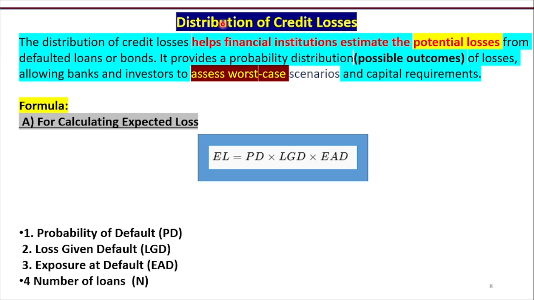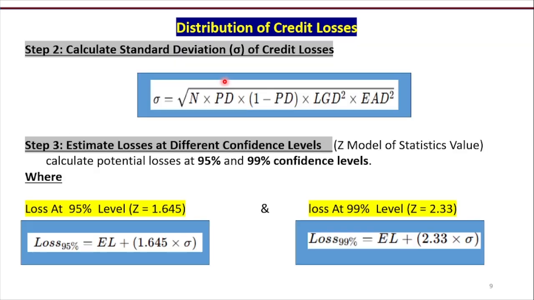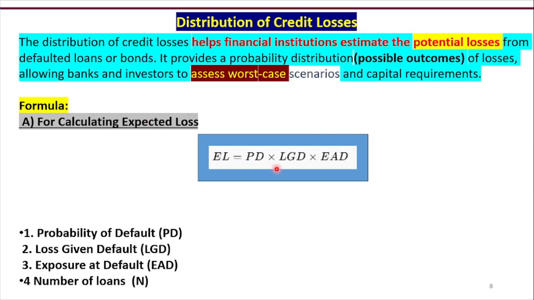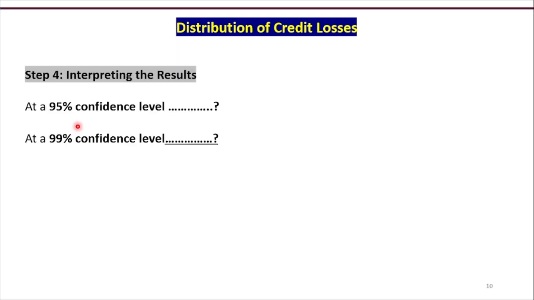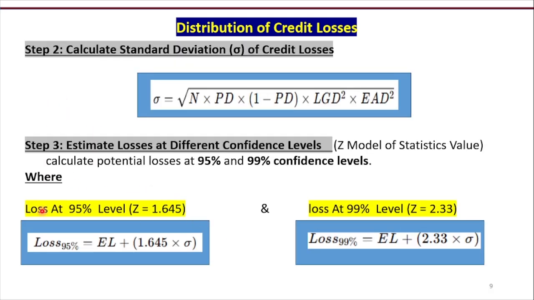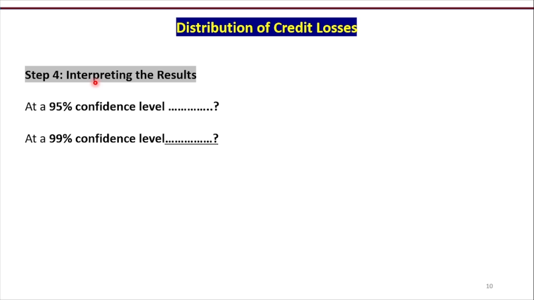In this topic, before we discuss it, we have to have a quick view of the formula. This is the step 1 formula, step A formula, this is the step 2 formula, number 3 is the step 3 formula, and number 4 is, if we find the value of A and B, at 95% or 99%, we have to interpret the results, putting in the value at 90% confidence level and at 99% confidence level.